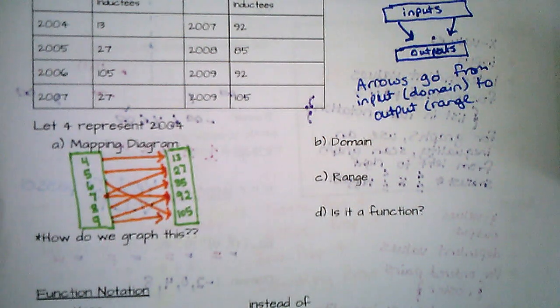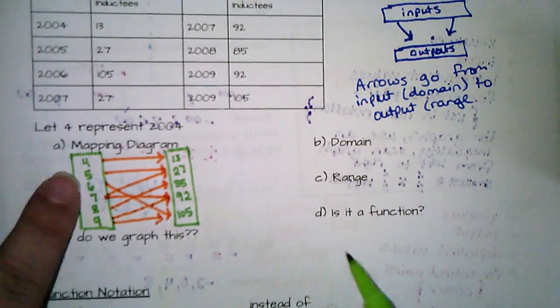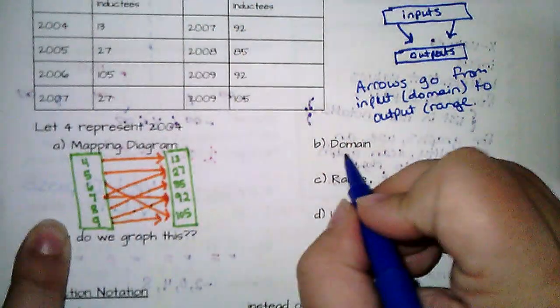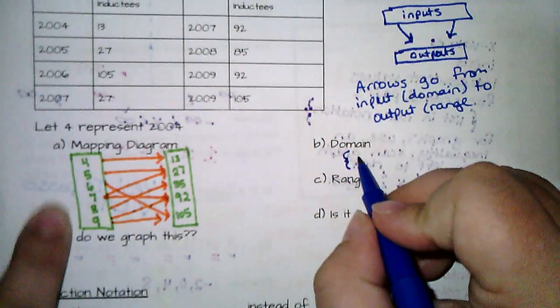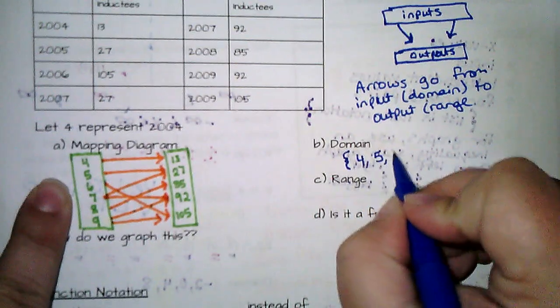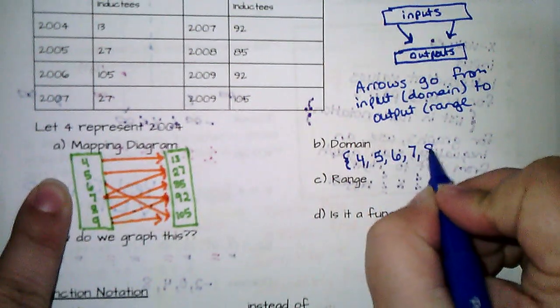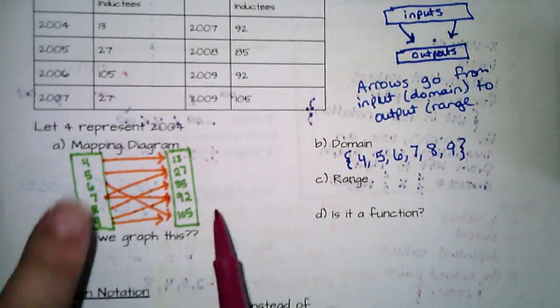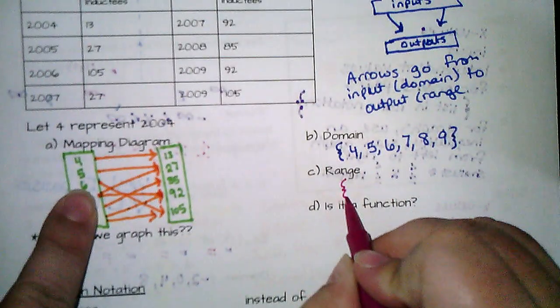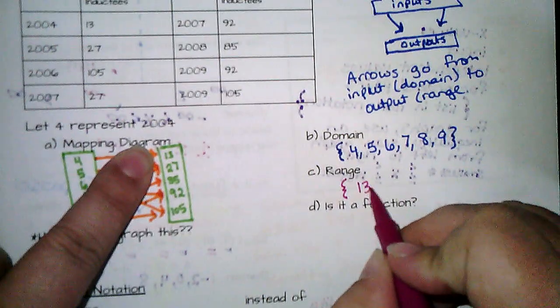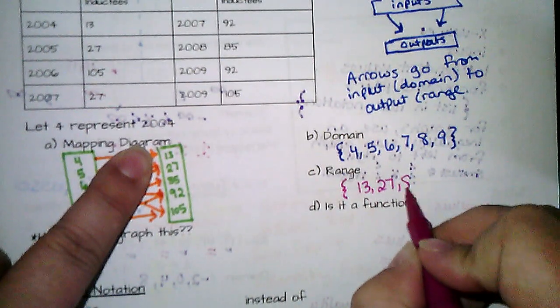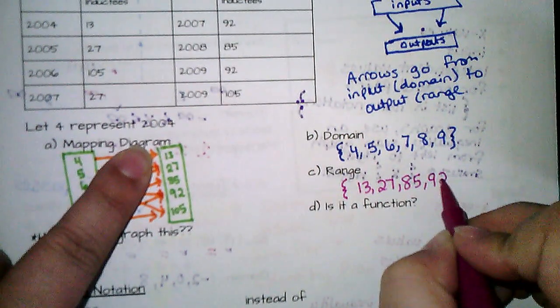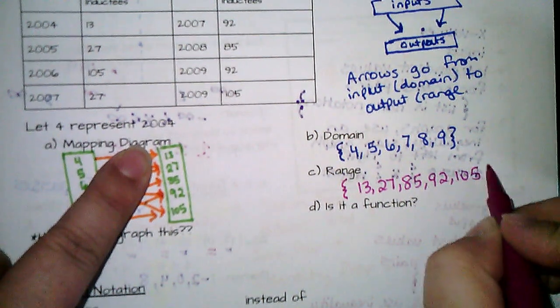Okay, so now actually getting the domain is really easy. The domain was all this stuff that was over here in this first box. So 4, 5, 6, 7, 8, and 9. And the range, again, not too bad, it's everything that's in my second box. So 13, 27, 85, 92, and 105.